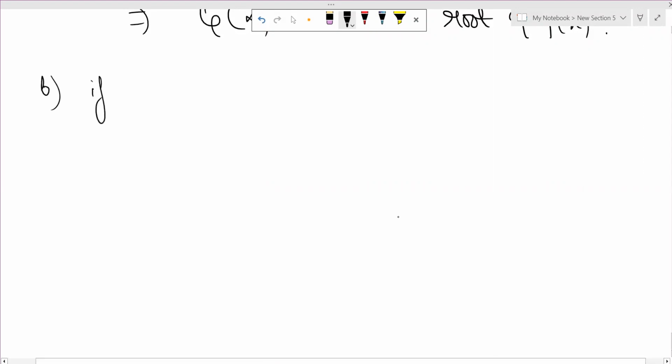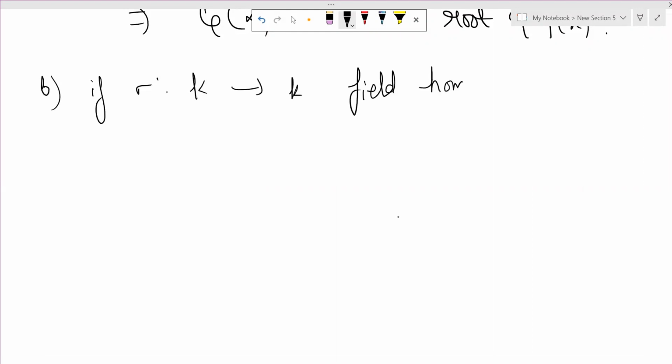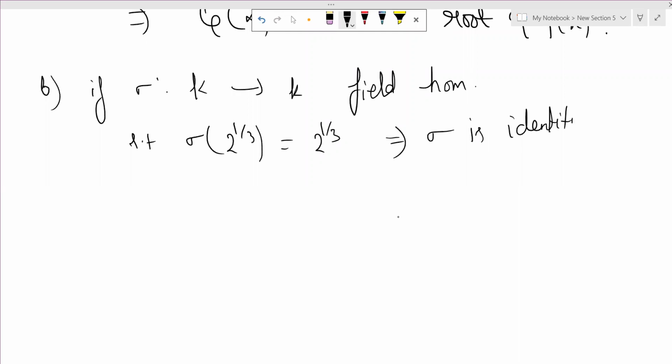if sigma mapping K to K is a field homomorphism such that sigma of 2 to the power 1/3 is 2 to the power 1/3, this implies sigma is identity homomorphism. Is this true or not? It should be obvious for you because I already explained all things in the first part. So this should be obvious.